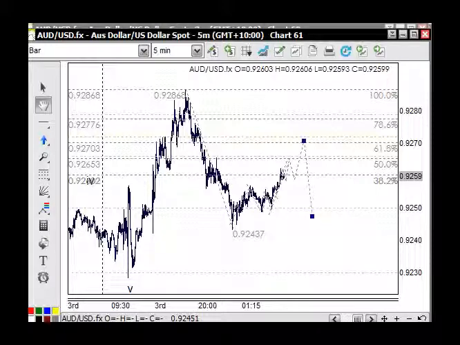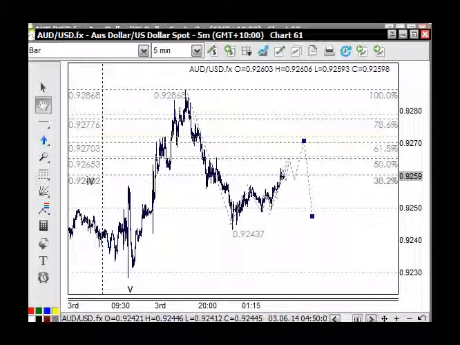The other point today is that we've got GDP figures coming out at 12:30 for this market. And that's really about it for the Asian session. So not much there.